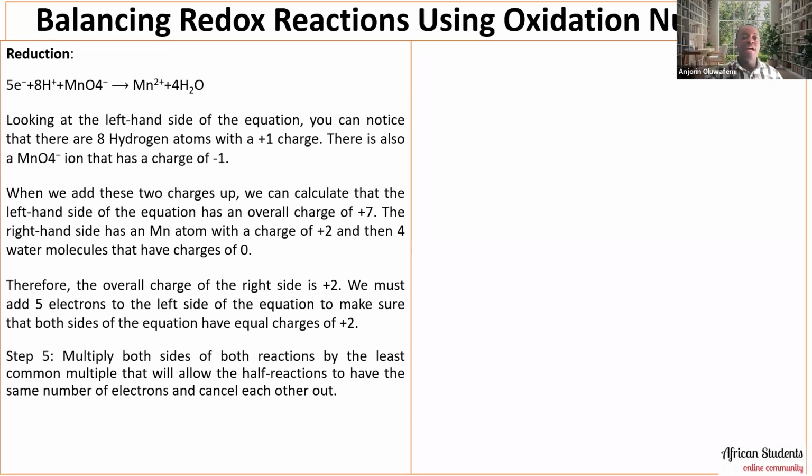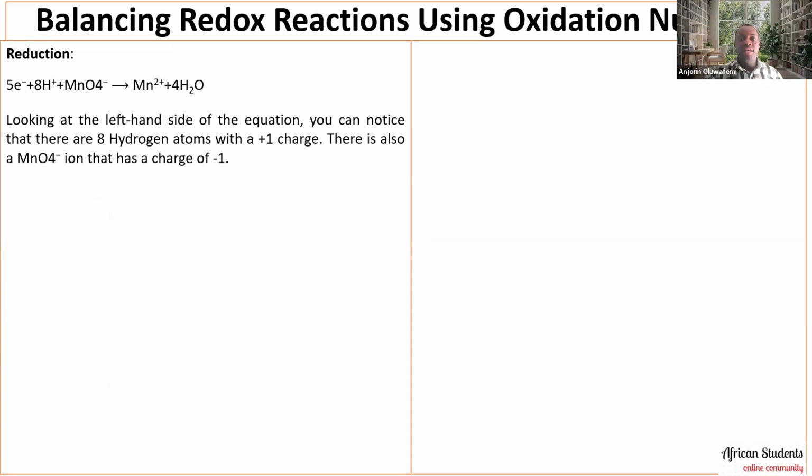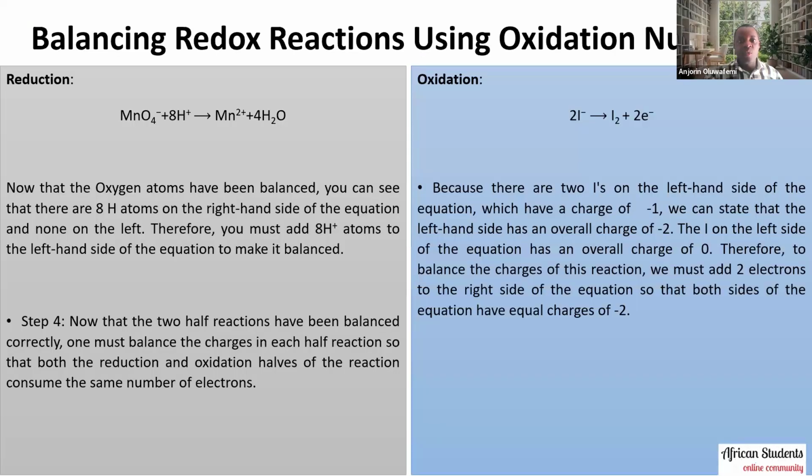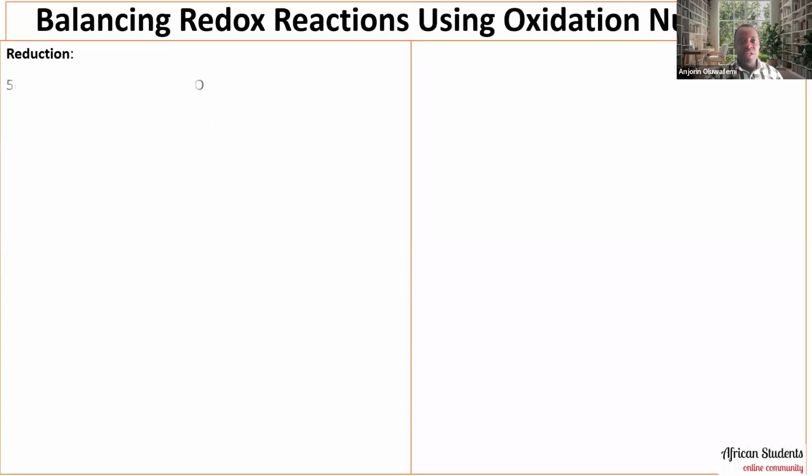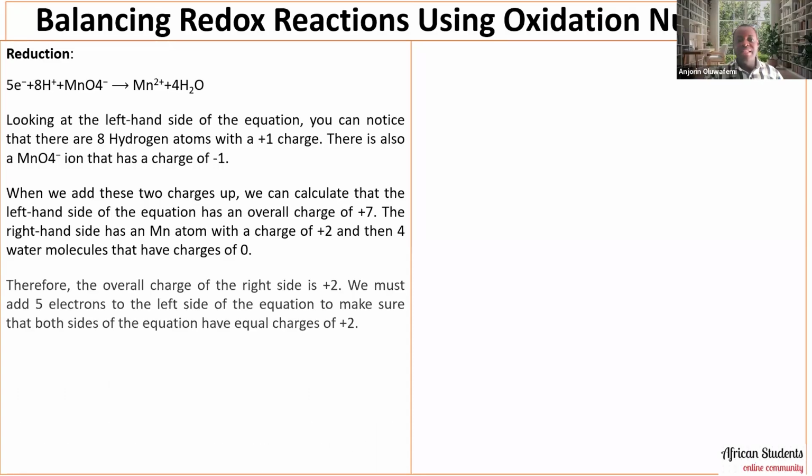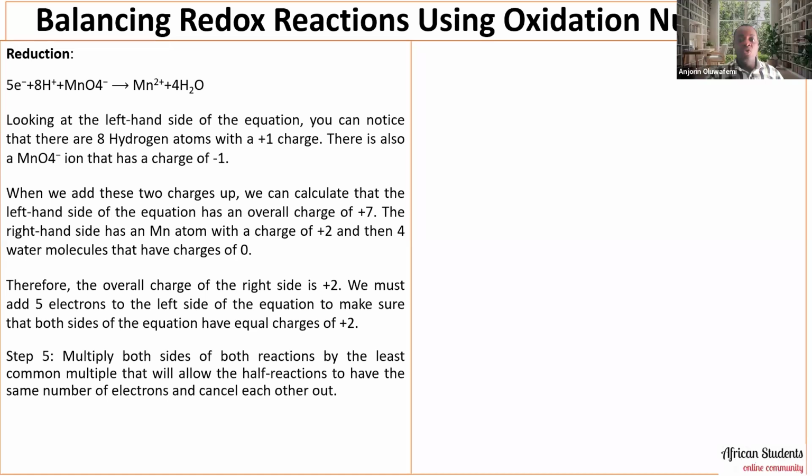Now, if you look at it critically, we have 5 electrons in the reduction half cell, and in the oxidation, we have 2 electrons. So we need to look for a way to balance this. We need to introduce an integer that will enable us to balance. The best we can do is to multiply the oxidation half by 5. So when you multiply the oxidation half by 5, what you end up having is 10 iodide ions, and then 5 I2 plus 10 electrons.